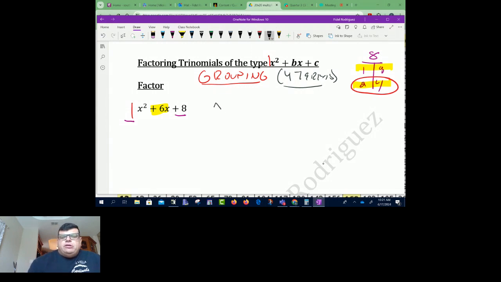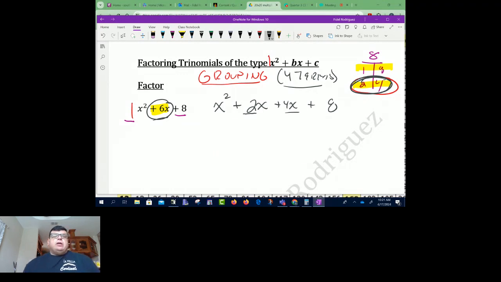So this is what we're going to do now. We're going to write this x squared. Instead of me writing a 6x, I'm going to write it as a 2x plus a 4x plus 8. Now, where did I get the 2 and the 4? From those numbers right there. And notice, y'all, if I were to combine them, I would still get that number 6, okay? I don't want to combine them just yet, y'all, because now we got 4 terms.